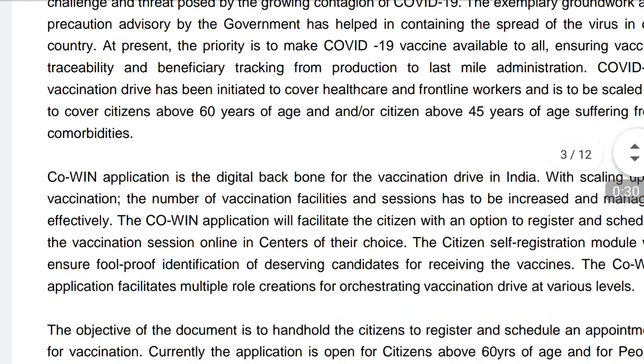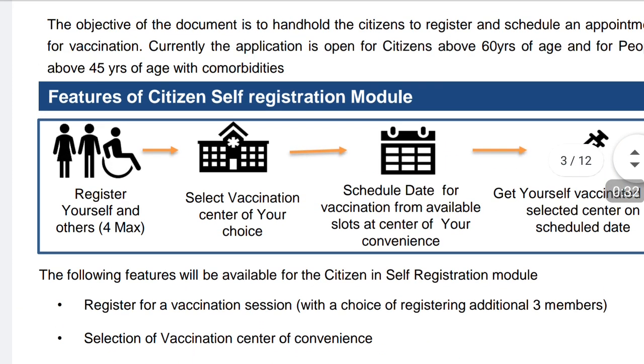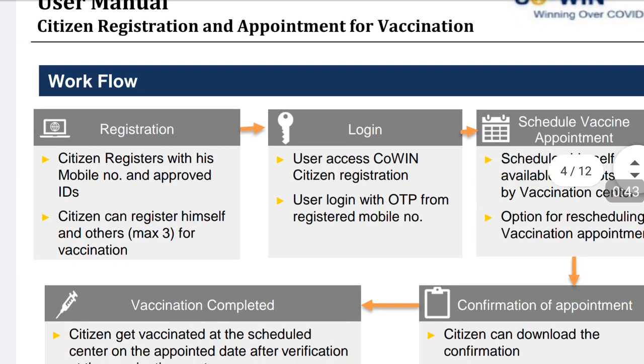Okay, so this is clearly showing the process. 4 persons can book under one mobile number. You have to select the vaccination center, and you have to select the schedule and date, and go there and get vaccinated. What is the process?